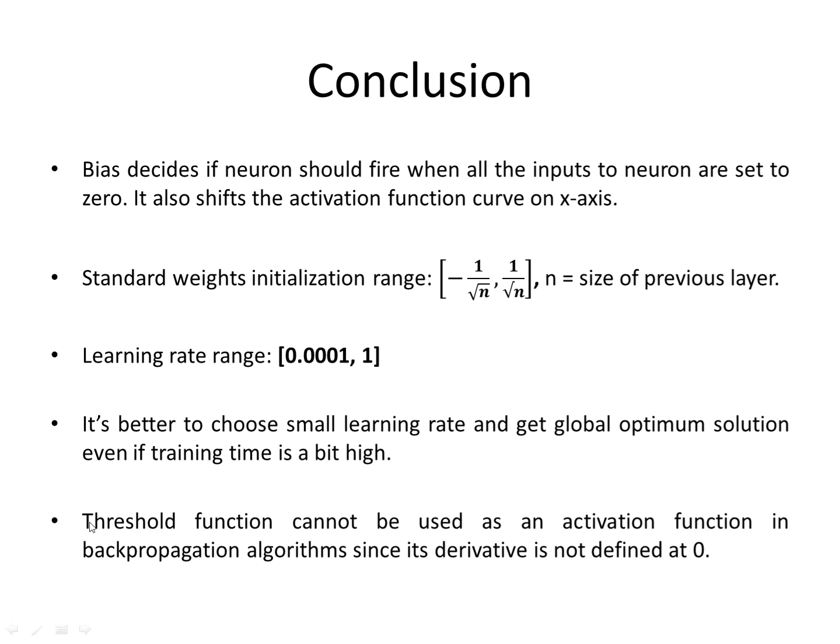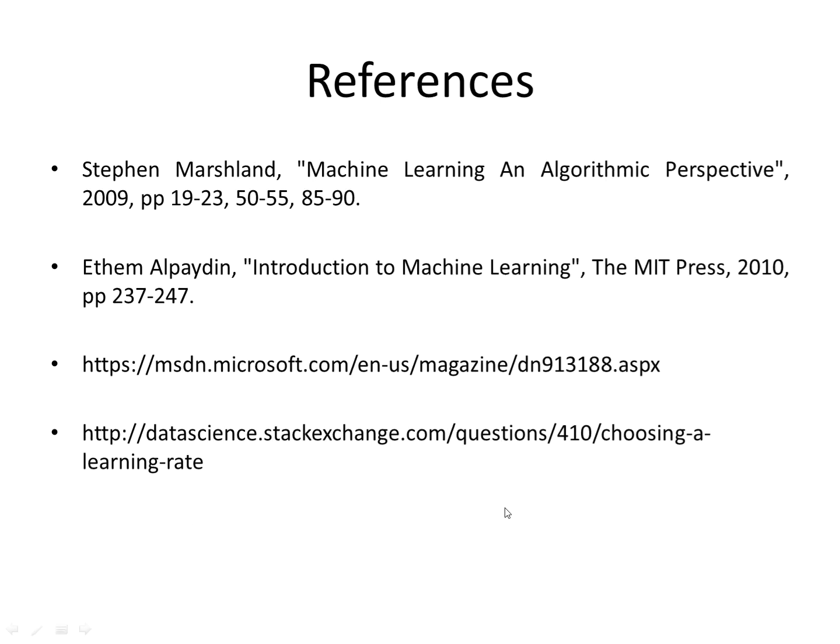And the threshold function can't be used for a multi-layer perceptron, because for the back propagation algorithm we need a derivative of that particular function, which is available for the sigmoid function and hyperbolic tangent function, but for the threshold function we don't have a derivative at x equal to 0, so we can't use the threshold function in a multi-layer perceptron. And these are my references.